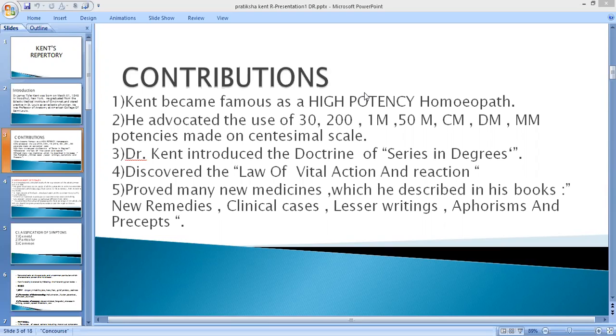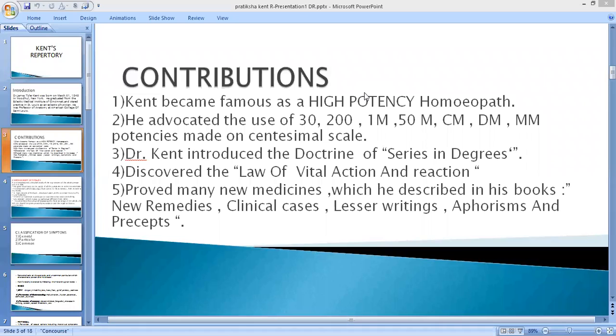Then we discuss how this repertory became famous and how it was appreciated worldwide. About six editions were published. The first repertory was published in 1897. Then after the death of Dr. Kent, the third edition was published in about 1924 with the help of Ehrhart and Karl. Then this third edition was corrected by Dr. Gladwin and Cook.